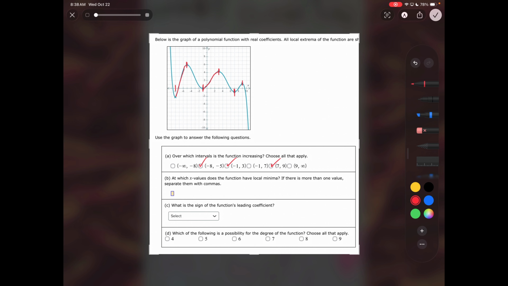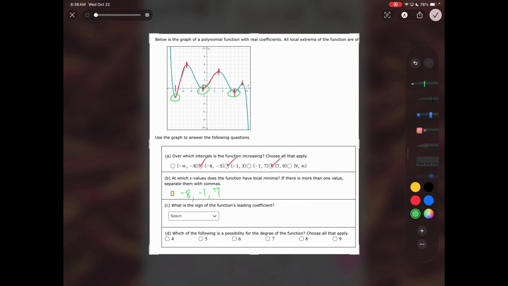At which x values does the function have a local minimum? So this would be 1, 2, 3. Those are at x = -8, -1, and 7.